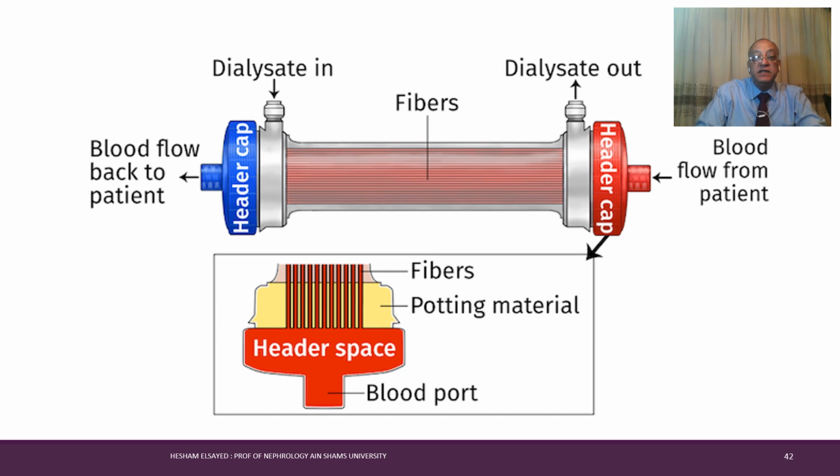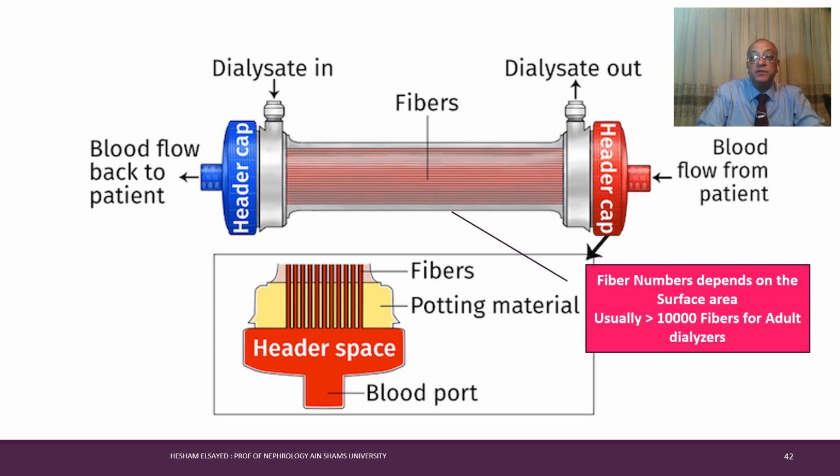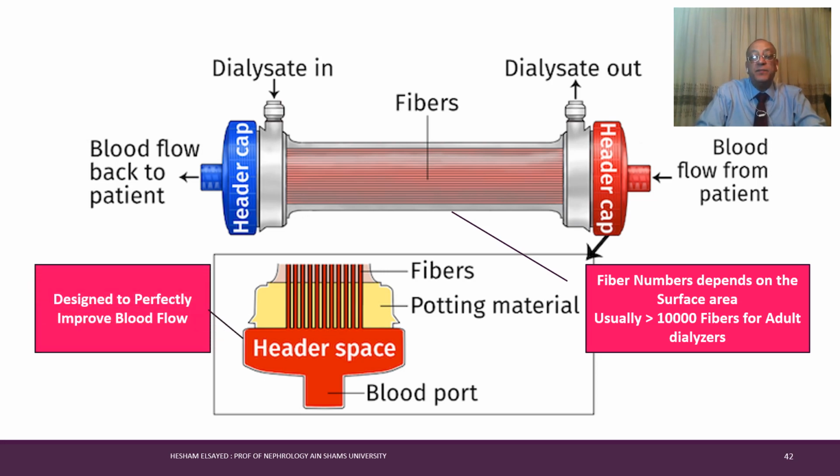Importantly, the dialyzer is not only a fiber; its components are important. The blood flow pattern is also very important. The fiber number depends on the surface area. For example, if you are using 1.6 square meters, it's more than 10,000 fibers for an adult dialyzer, or around 3 kilometers of total fiber length inside.